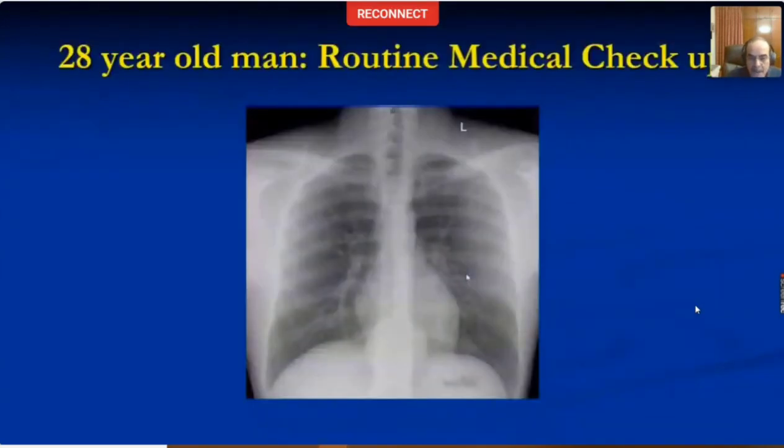Okay, I think this can be the last case that we see. This is a 28-year-old man. He was going overseas and had a routine chest radiograph as a part of his visa workup. And this is the chest radiograph.